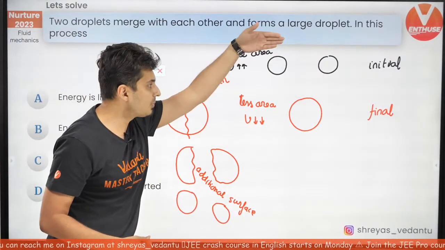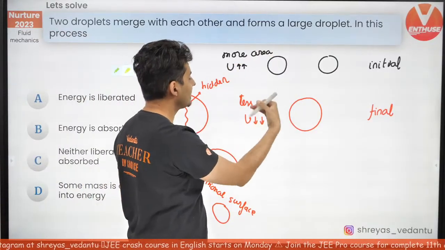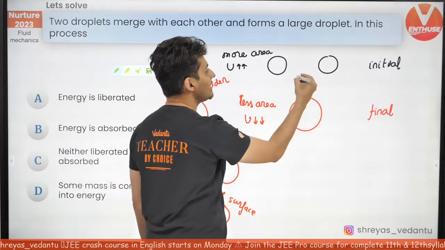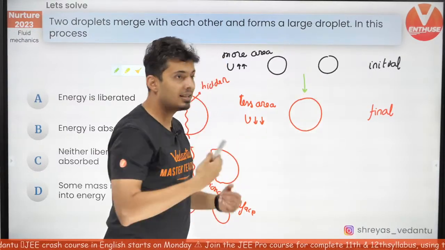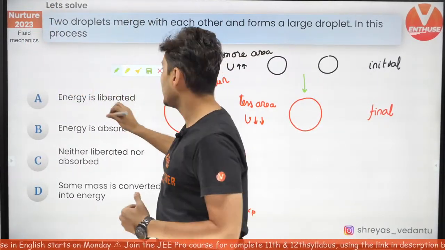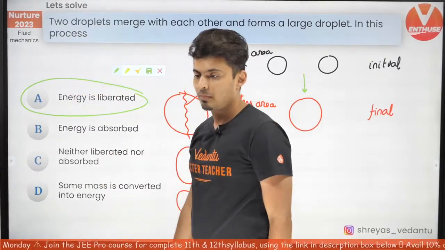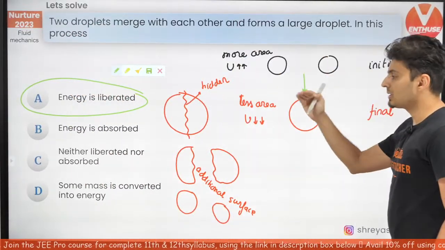So from this process to this process, what has happened? The area has decreased, the energy has decreased. So if energy has decreased, it has been released. It has been liberated. Correct? The answer should be A. Correct. So that's the logic behind it.